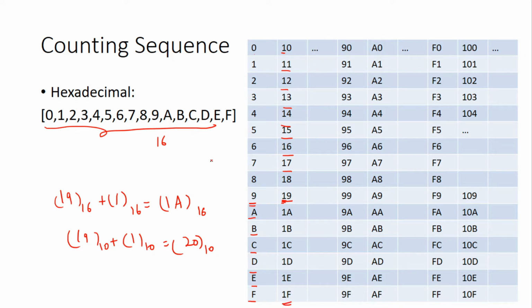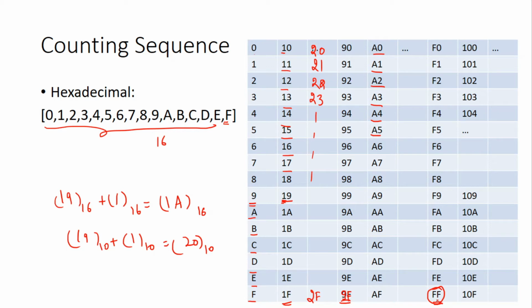Similarly, after 1F we have exhausted all 2-digit permutations starting with 1. Then we move to the next digit. So next would be 20, 21, 22, 23 and so on till we reach 2F. Then we'll begin with 30 and so on. Now say for example we are here at 9F. Then after 9F we will get A0, A1, A2, A3, A4, A5 and like that till we reach FF, which will be the highest 2-digit number in hexadecimal.